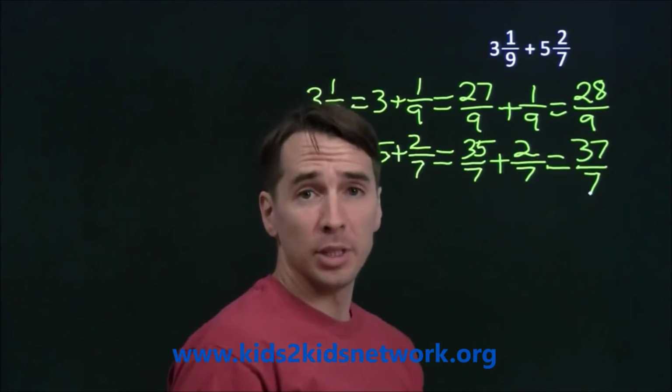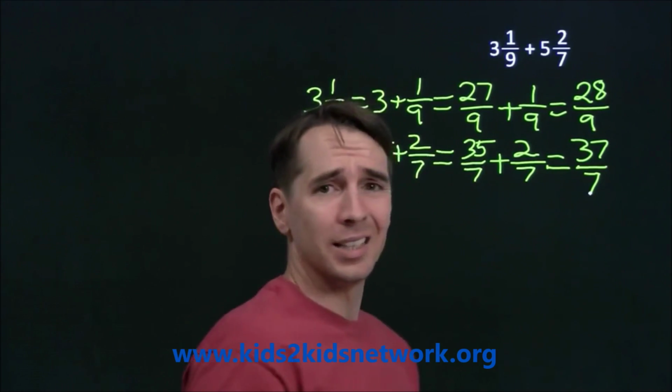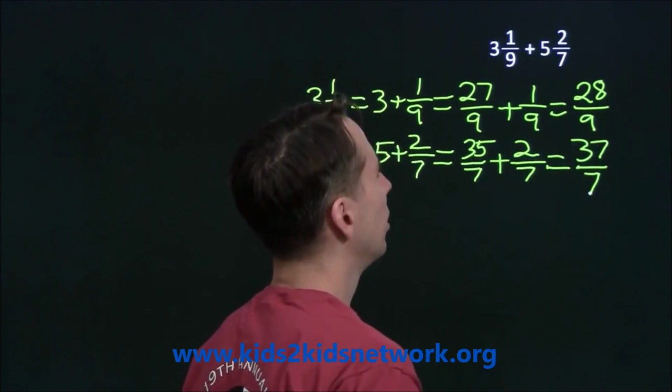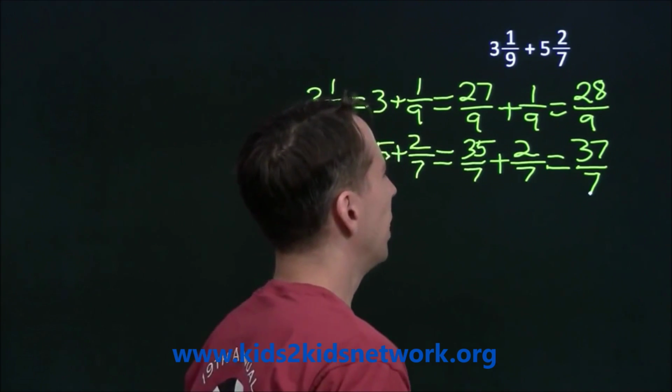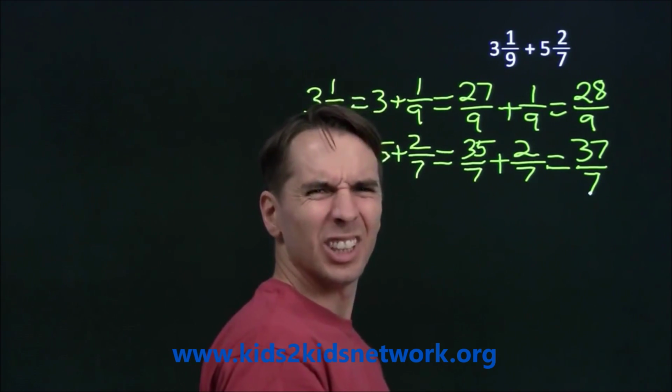Well, that means we're going to have to get a common denominator. Common denominator is going to be 9 times 7. So we're going to have to multiply 28 by 7 and multiply 37 by 9. That sounds like a lot of work.